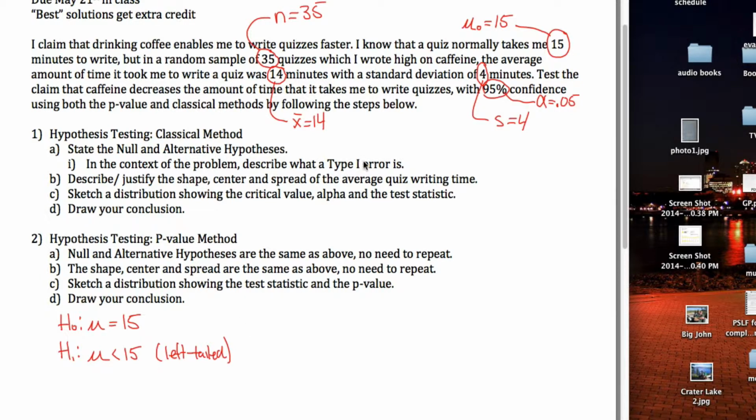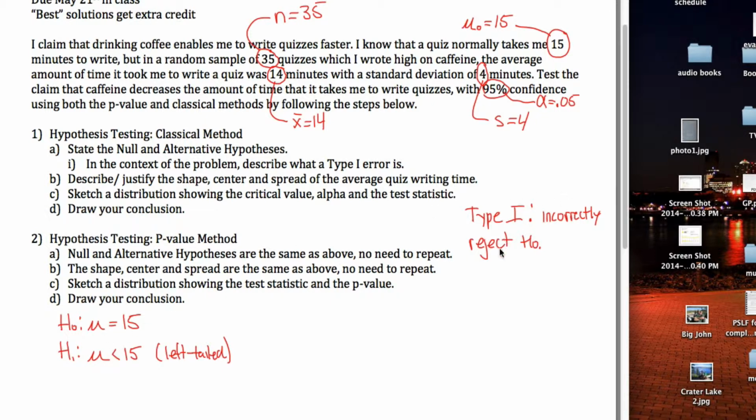Typically, you're not going to describe what a type 1 error is, but since we're just learning vocabulary, I'm going to state it at this point. Because you can get the type 1 error from the null and alternative hypotheses. Type 1 error essentially is a false positive. It's when you incorrectly reject the null hypothesis. So in this case, the null hypothesis is that coffee does not change how much time it takes me to write a quiz, that mu is still just 15. If I rejected that hypothesis, I would be concluding that coffee makes me write a quiz faster.